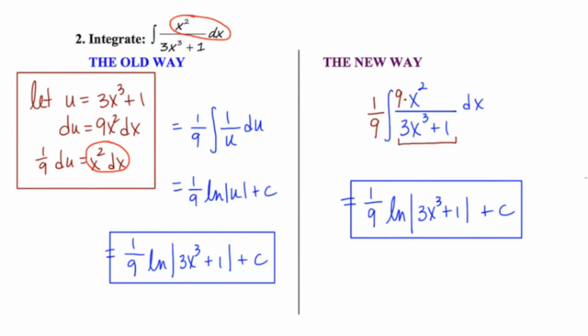So if your u prime, if your derivative is just off by some constant, you can, in this shortcut, insert the constant as long as you counter that constant in some way. So here we inserted a 9, and then we countered it by multiplying by 1/9 as well. Let's take a look at one more example.